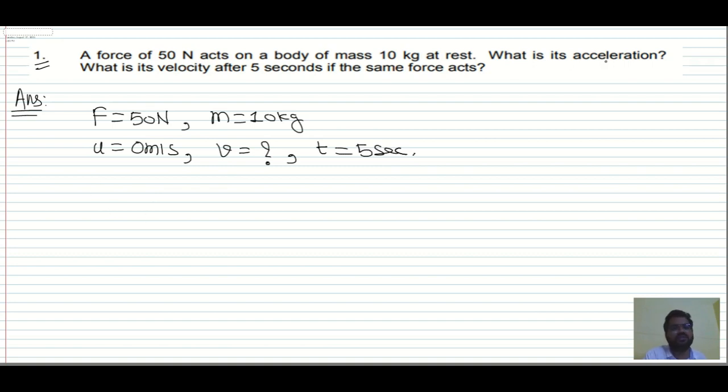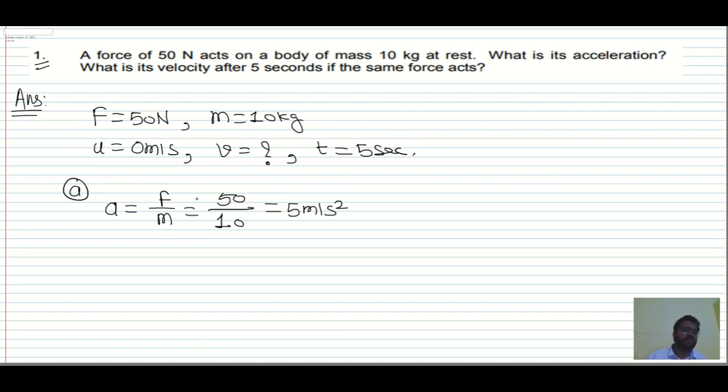So firstly, we have to calculate the acceleration. So acceleration we can have for the first part, a equals force divided by mass, and that is 50 divided by mass 10, and that is equal to 5 meter per second squared will be the acceleration we have.